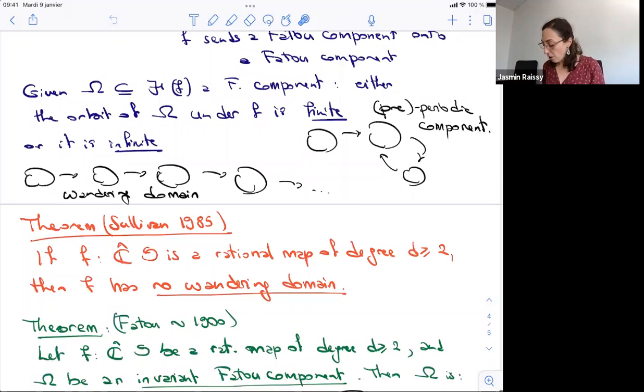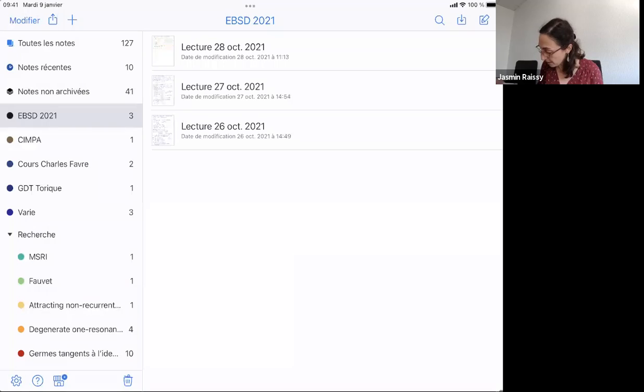So of course, you can ask yourself, what happens? In here, the Riemann sphere is compact. So what happens if I drop this hypothesis? Actually, if you drop the hypothesis of being compact, so you take an entire map of C, so it's no more a polynomial, then you can have wandering domains. So let's go back to today.